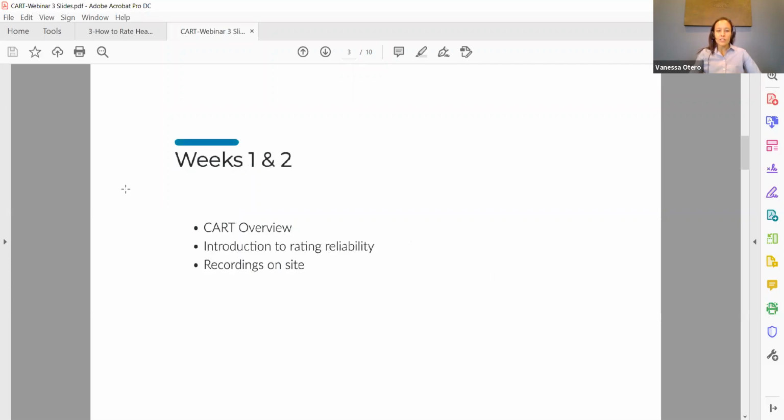methodology. So last week and the week before, the first one was really an overview of our CART system and platform, and the second one last week was an introduction to rating reliability. We also went through some materials on what you get with the CART platform and how to use it, some lesson plan ideas and things like that. And if you didn't have a chance to see those, you can see them on our site. And I'll show you exactly where that is.